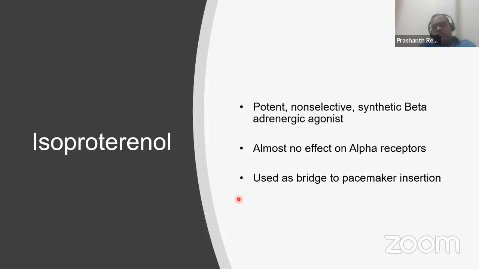It is only used in certain specific situations, like when the patient is not responsive to epinephrine, or as a bridge when you require time for placement of a pacemaker. Only in such specific situations is isoprenaline used. Otherwise, nowadays it is not routinely used in clinical practice.